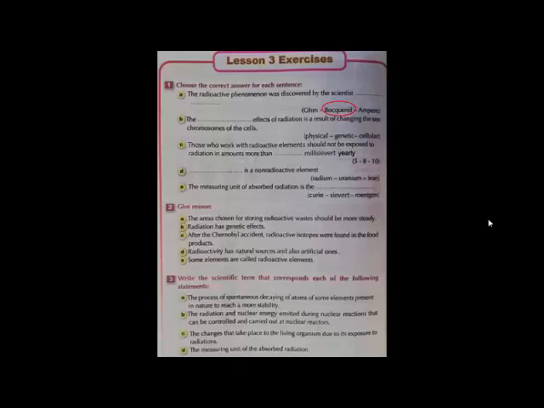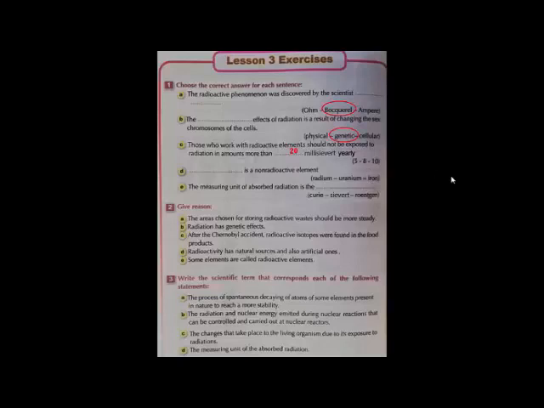The space effects of radiation is the result of changing the sex chromosomes of the cells: physical, genetic, or cellular. Genetic effects. Those who work with radioactive elements should not be exposed to radiation in amounts more than 5, 8, or 10 millisievert yearly. In this question, there is a mistake, because now we know that those who work with radioactive elements are allowed to be exposed to radiation in amounts up to 20 millisievert yearly. More than 20, they are not allowed to be exposed. Number 20, we don't have it in the options.